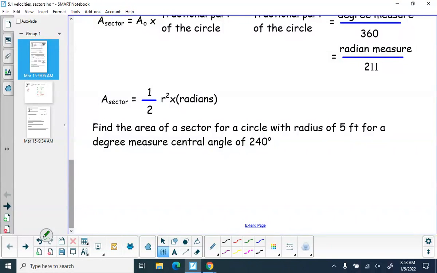Find the area of the sector for a circle with a radius of 5 feet and a central angle of 240 degrees. What we're going to do is we're going to find both. We're going to find the area of the circle and also the arc length.